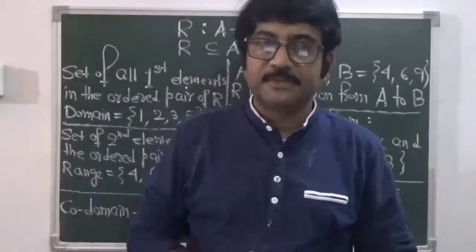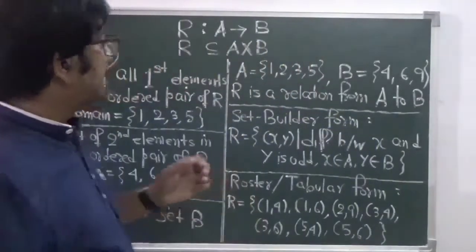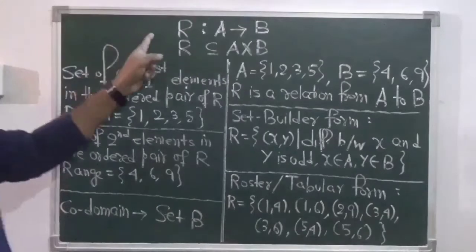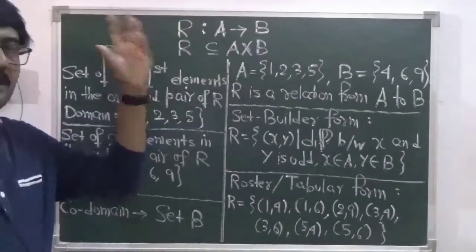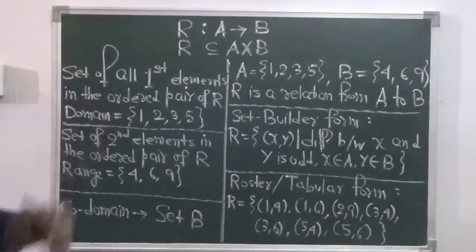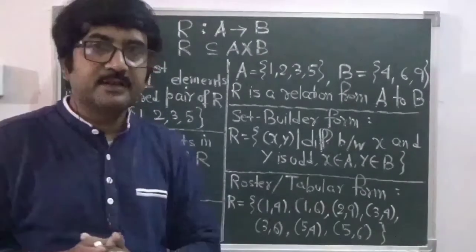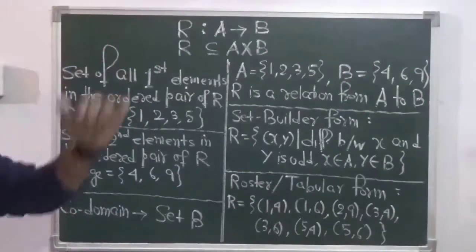Now let us summarize this. The last example that we have taken, R is a relation from A to B. R is a subset of A cross B, that means R has the elements in the form of ordered pairs on the basis of a certain condition.